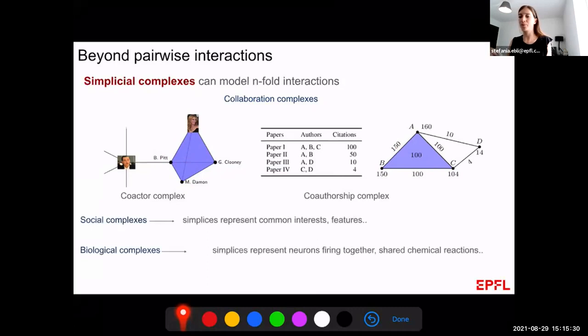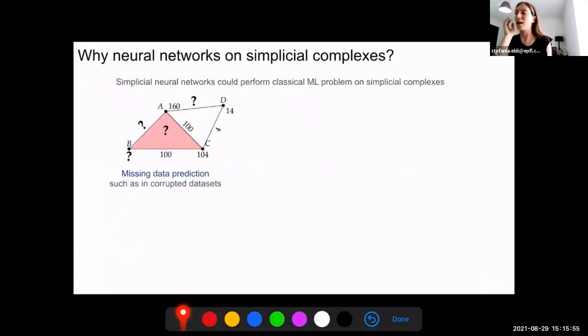In the same way, one can extend a social network to social complexes in which simplices represent common interests and features, as well as biological complexes in which, from a biological network, simplices can be added to represent neurons firing together or sharing chemical interaction and so on. I think this gives you an example to think about why networks can be limited in representing pairwise interaction and why it could be useful to consider their simplicial structure instead.